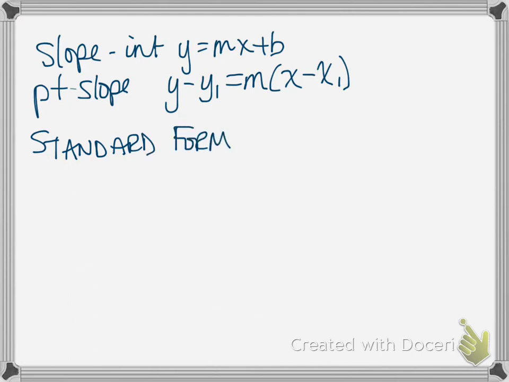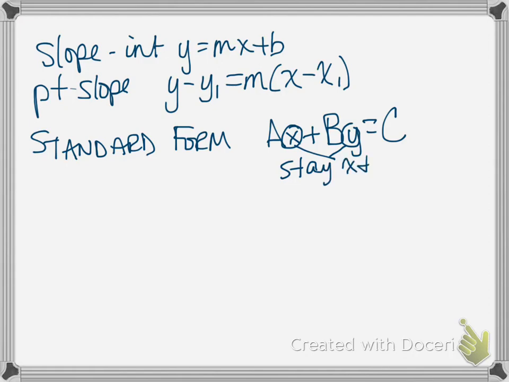Standard form is much more real life. It is written as Ax plus By is equal to C. And I want you to realize that again, just like all the others, the x and y stay x and y. We're going to put numbers in place of A, B, and C.